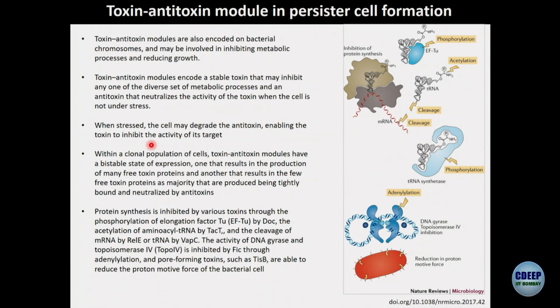DNA replication not happening means cell division is not happening. That doesn't mean the cells are dying; the cells are metabolically becoming inactive. So I am not dying, but I am not dividing either. If I am not dividing, the antibiotics are not going to work. So I am not growing.